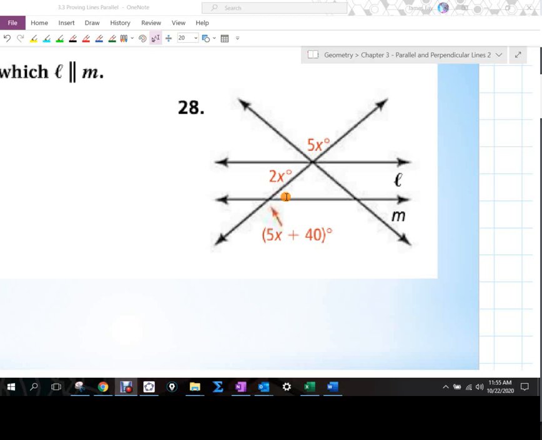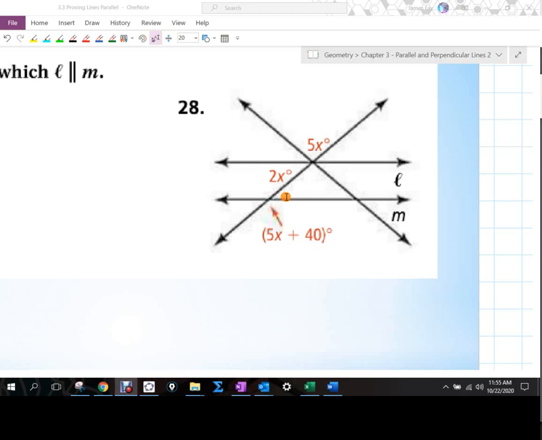Okay, something to think about is, if they're asking you what does x have to be for these lines to be parallel, you can actually approach the question with the assumption that L and M are parallel, and then go off of that. Okay, well, if they were parallel, what relationship would exist? And then solve it that way, and it'll end up giving you the same result.